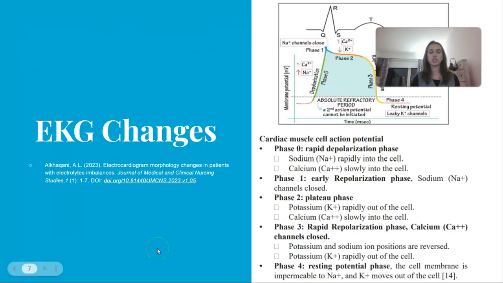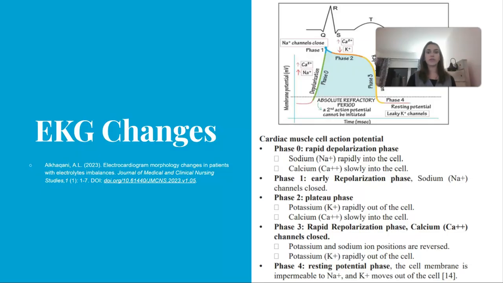All right, so EKG changes. I know you all had to take an EKG and telemetry test as part of this nursing orientation program, but let's just review a little bit more. So we have different phases: depolarization, repolarization, and then you'll probably remember the terms resting potential phase and then absolute refractory period. That's when a second QRS complex cannot be initiated. Our QRS is formed by these electrolytes moving in and out of the cells, which is why when electrolytes are imbalanced, we see EKG changes.